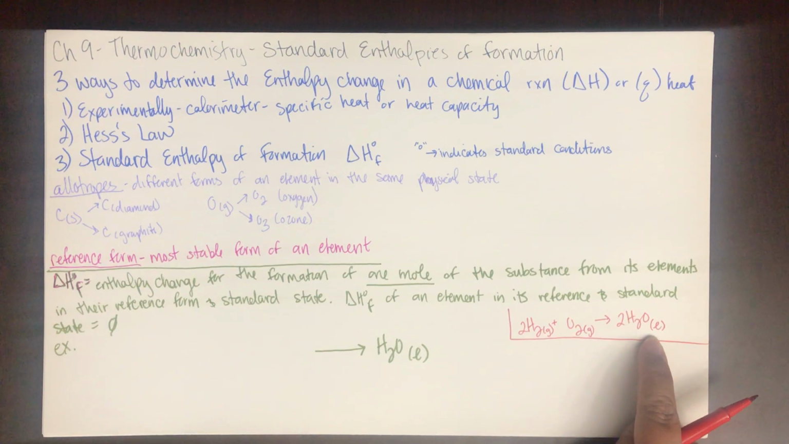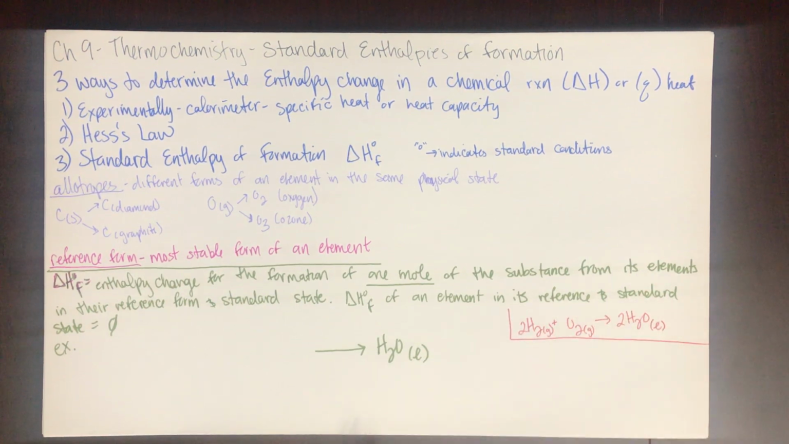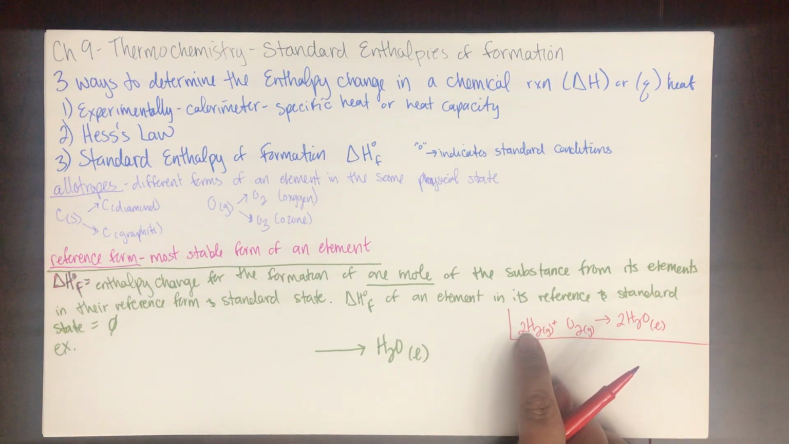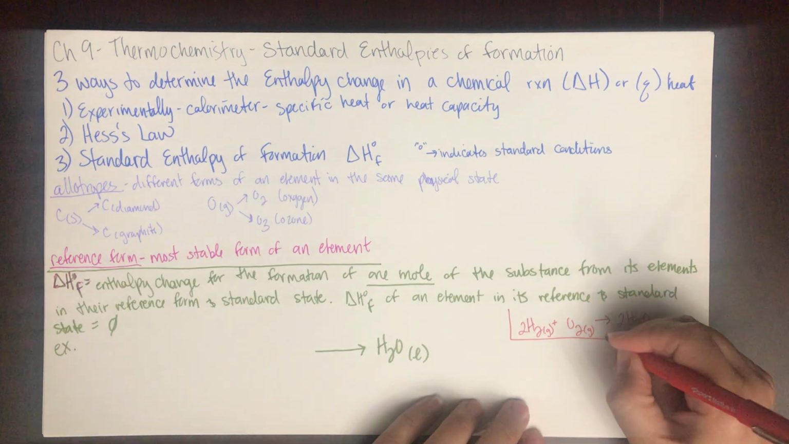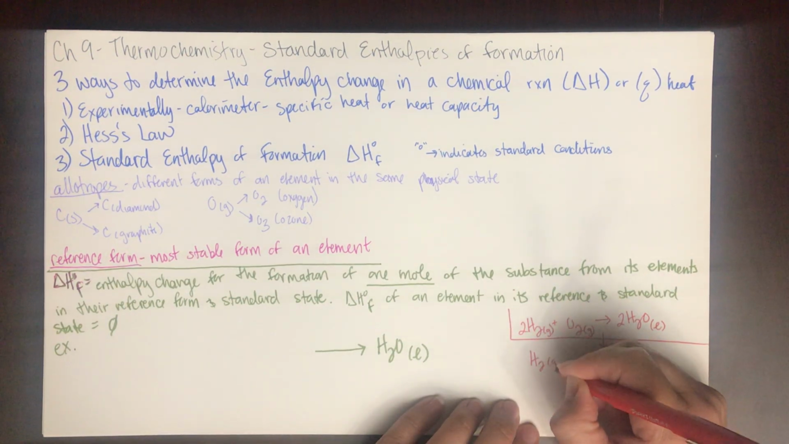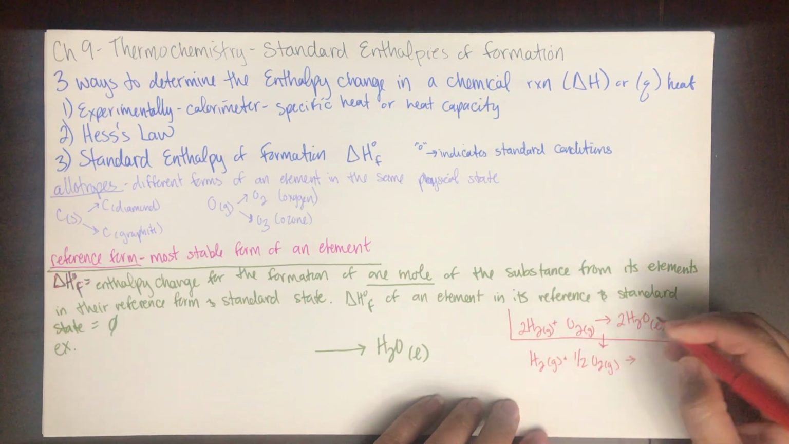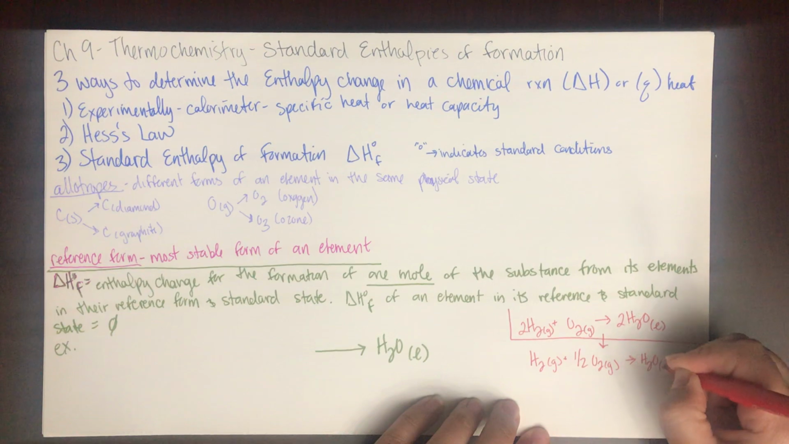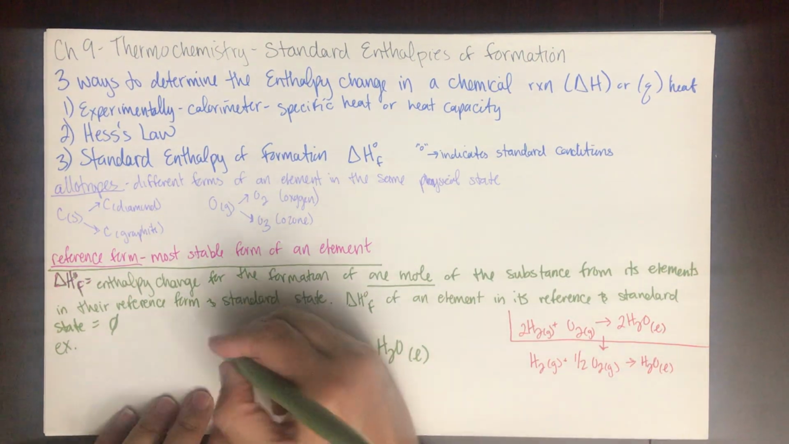So now we're going to do this weird thing that you only see in thermochemistry, where to get 1 mole of water being formed, we're going to divide this whole thing by 2. We're going to divide this 2 by 2, this 1 by 2, and this 2 by 2. And it's going to end up giving us 1 mole of hydrogen gas plus half a mole of oxygen gas gives me 1 mole of liquid water. So this is where this formula comes from.